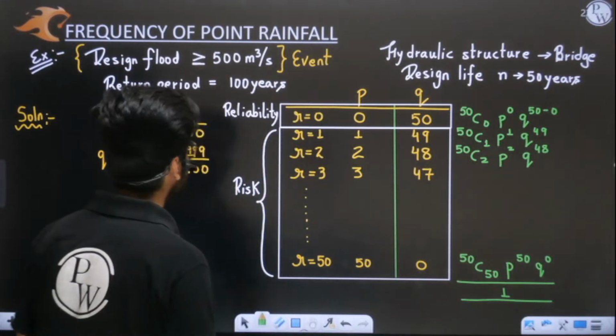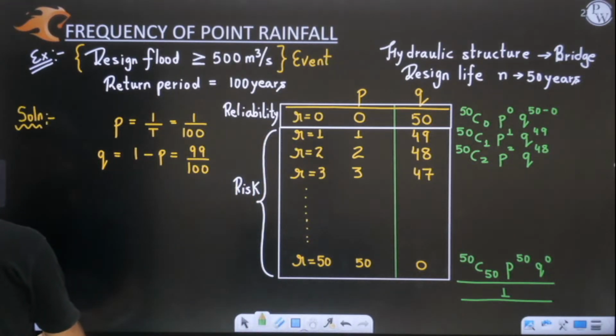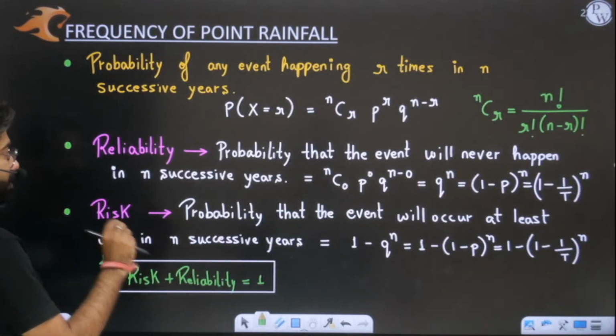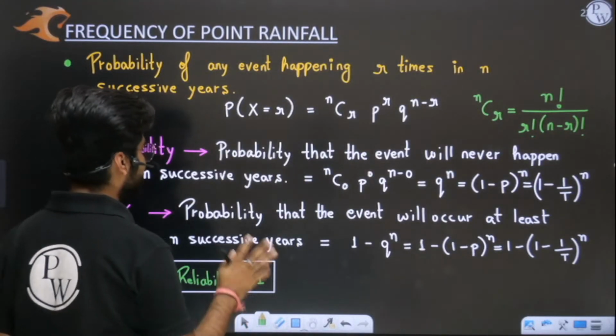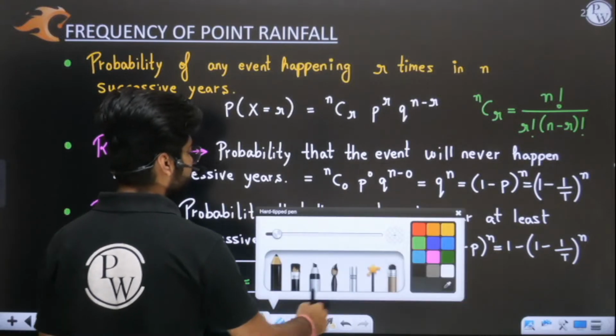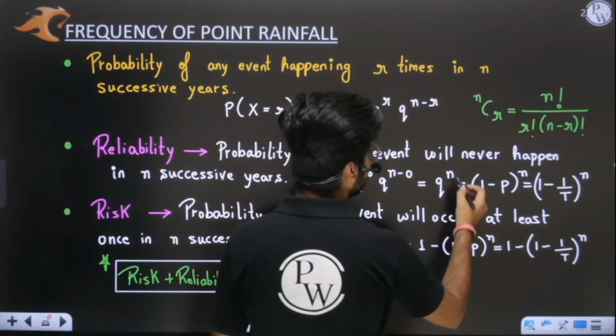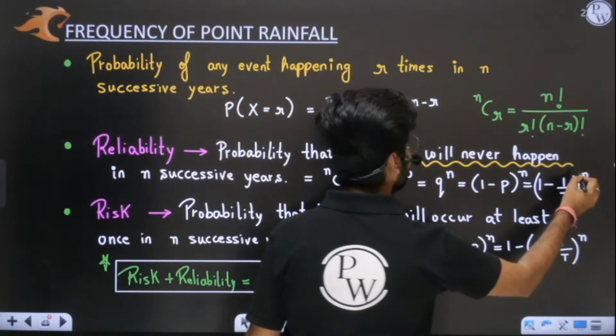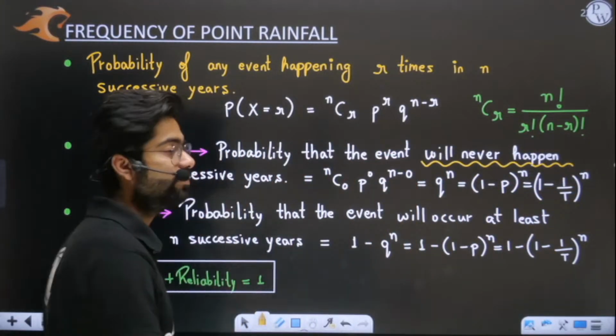Perfect. Now I have given you one question. Can you solve the value for reliability here? Remember the keyword. The keyword for reliability is that it will never happen, never occur. Such a kind of flood event will not even take place a single time out of 50 years.